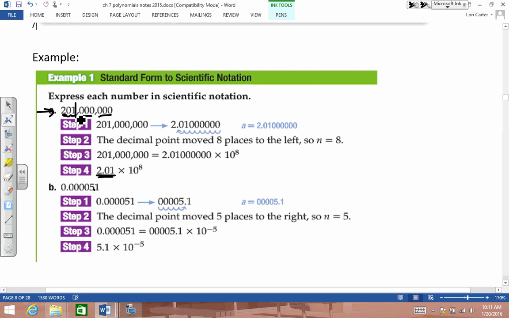How do I know it's a positive 8 and not a negative 8? Because times it's making it big. It's a big number. So here, 0.000051. Where's the decimal go? After the 5, between the 5 and the 1. So my mantissa is 5.1. Everybody good? All right. I moved it how many places? 5. Negative 5. It's small, so it's negative. Good? Easy. All right.